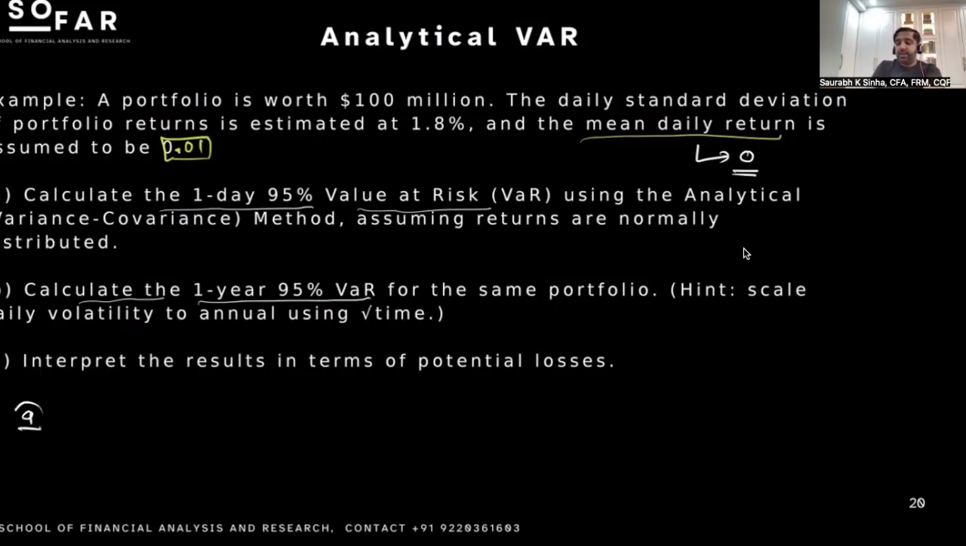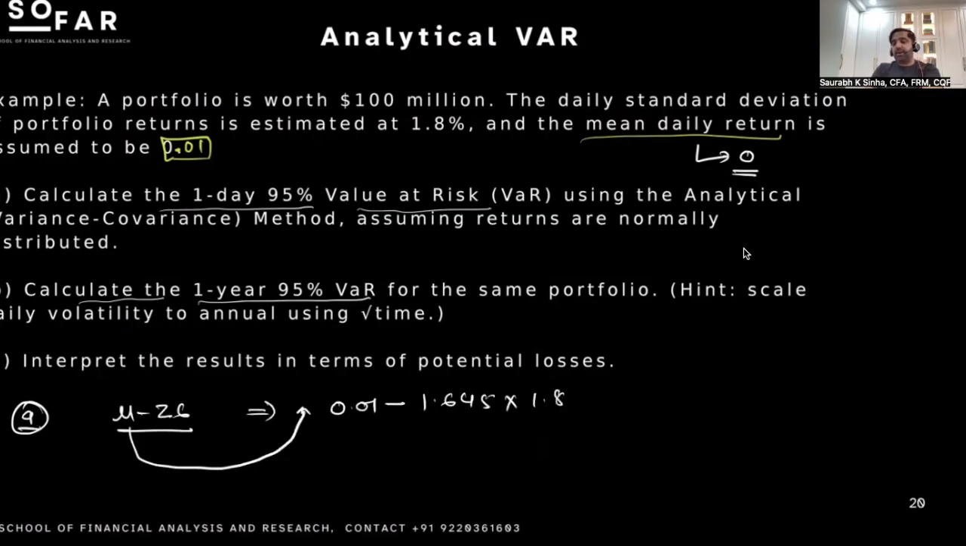Solution for question A. How do you calculate it? At least give me the formula to calculate the VaR. What is the formula to calculate the VaR? Mu minus Z into sigma. So what is the mean value given? Correct. Mean value is 0.01. What is the Z score at 95%? 1.645, into the standard deviation, that is 1.8. So 0.01 minus 1.645 into 1.8. Sorry, what is this coming as?